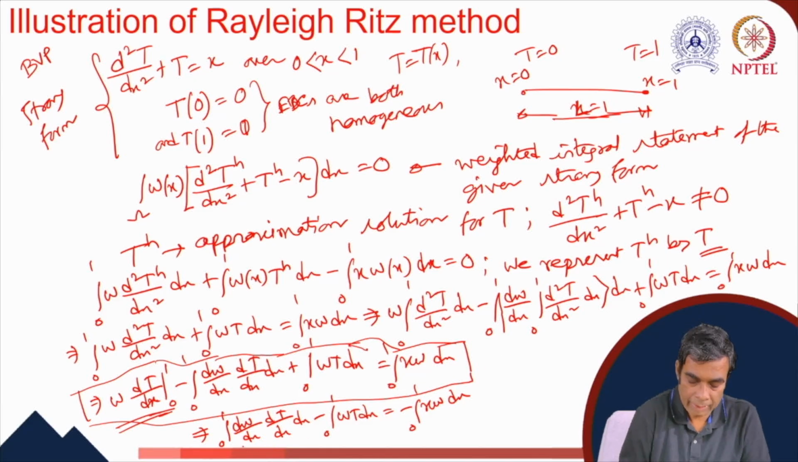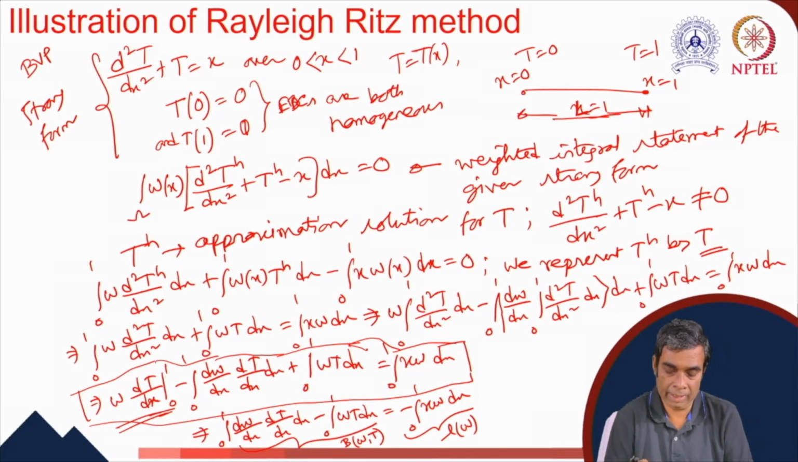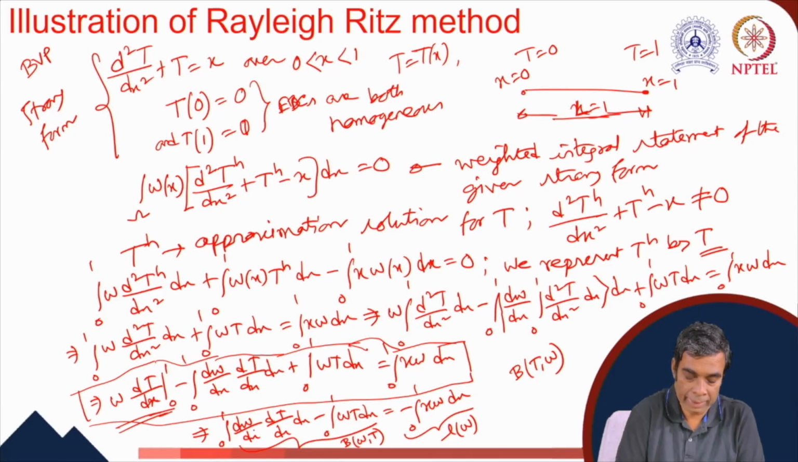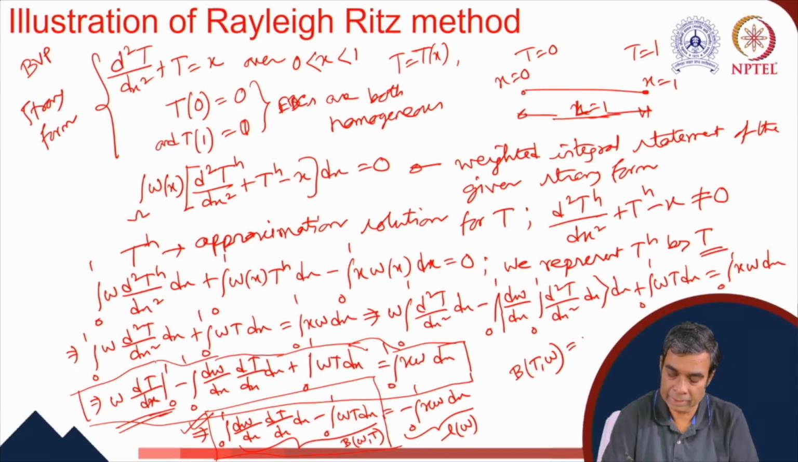Now, this left hand side portion constructs the bilinear term B(w, T), and the right hand side constructs the linear term L(w). If we write the left hand side terms as B(T, w), then we see that our expression does not change. It means that if we interchange the positions of w and T in this left hand side portion, the expression does not change. It means that B(w, T) equals B(T, w).